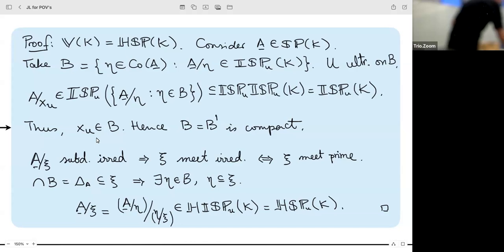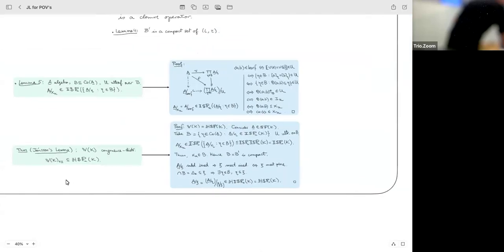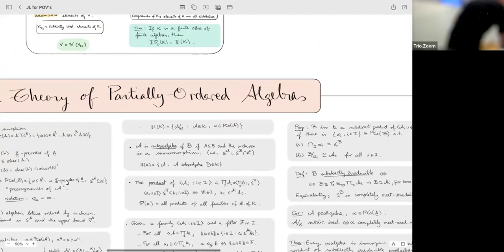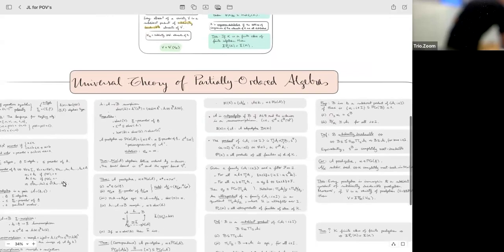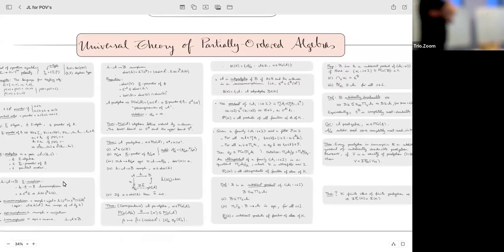Wow, it's too late. Okay, so Pigozzi developed this theory of universal algebra of partially ordered algebras. And I think for the sake of time, I cannot explain everything because I only have 20 minutes. But let me show you the highlights of this theory, because you're going to very quickly identify the main stepping stones of classical universal algebra.